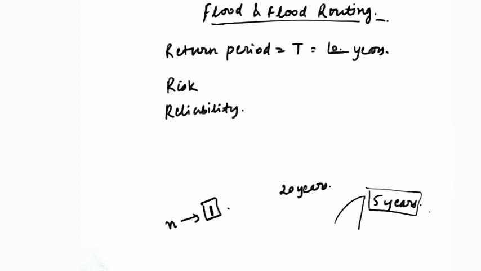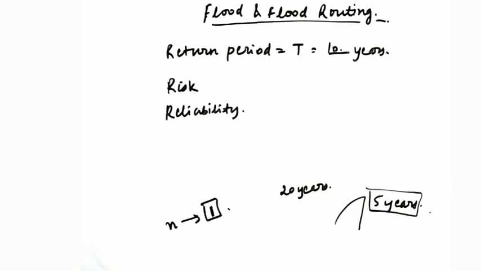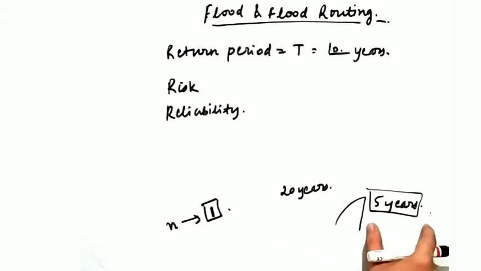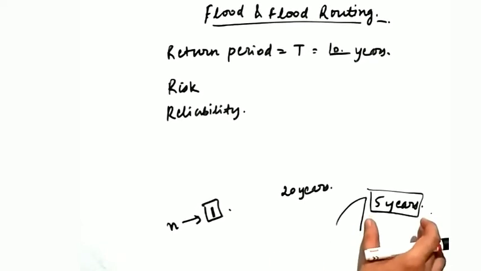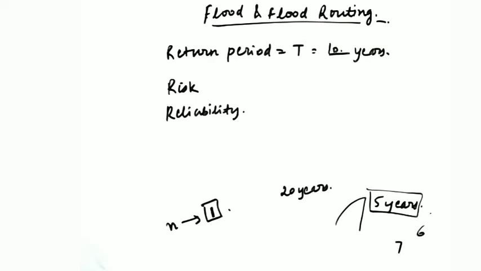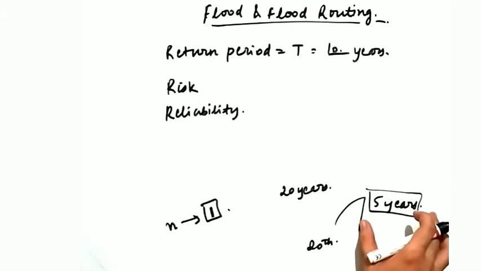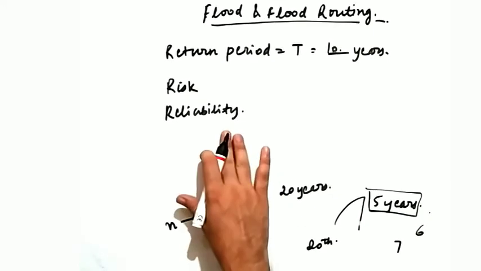Risk is the probability of occurrence of at least once in n number of years. If this flood will come at least once in 5 years, then the structure will be at risk. What is reliability? Reliability is that this particular flood will never occur in these 5 years. It can occur in the 6th year, the 7th year, or the 20th year, but it will not occur in these 5 years. This is called reliability.